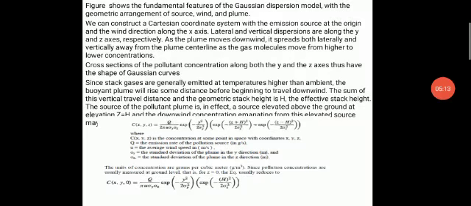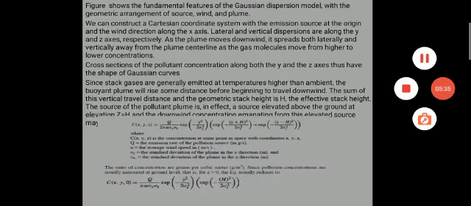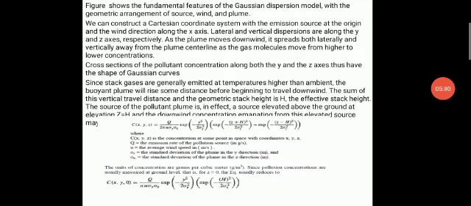In this equation, Q represents the emission rate of the pollution source. U represents the average wind speed in meters per second. Sigma Y represents the standard deviation of the plume in the y direction in meters, and sigma Z represents the standard deviation of the plume in the z direction. The units of concentration are grams per cubic meter.